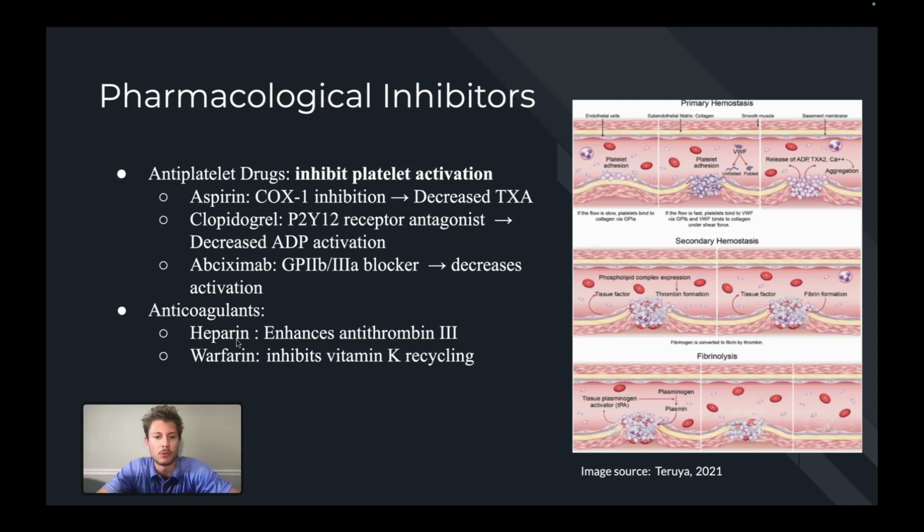Anticoagulants such as heparin and warfarin. Heparin enhances antithrombin 3. Warfarin, which I mentioned earlier, inhibits vitamin K recycling by blocking the vitamin K epoxide reductase.